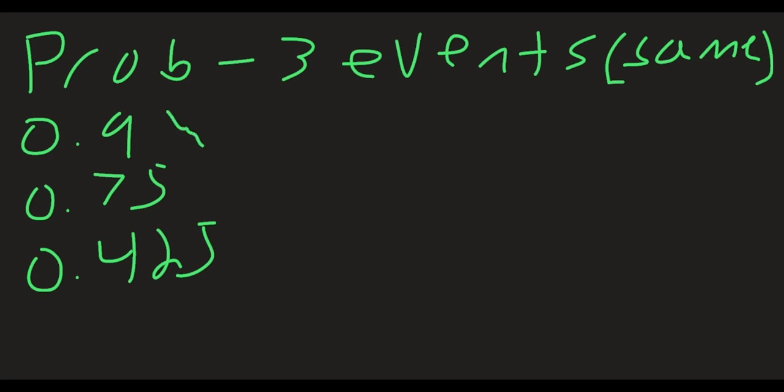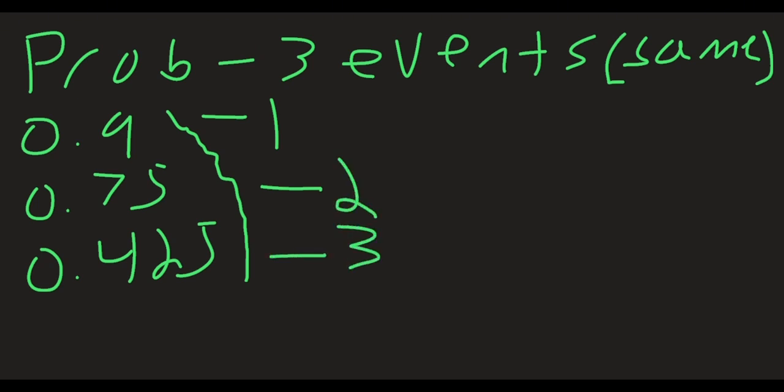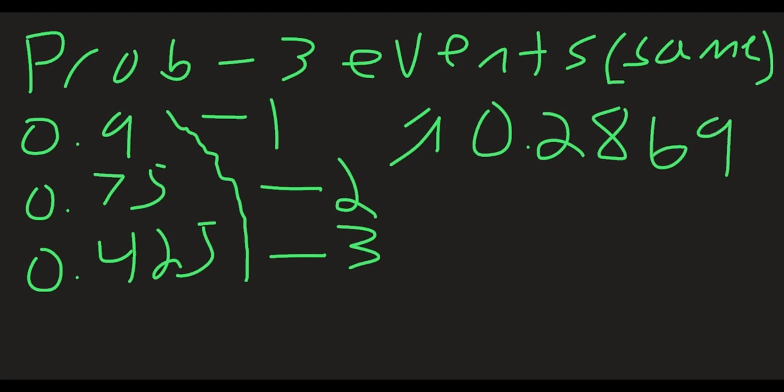However, each of these values has a different number of significant figures, as the 0.9 has 1, this 0.75 has 2, and that last 0.425 has 3 significant figures. After multiplying these values out, you get the answer 0.2869. However, due to the 0.9 probability having only one significant figure, this must be rounded to one significant figure rather than the 4 significant figures shown in the final answer.